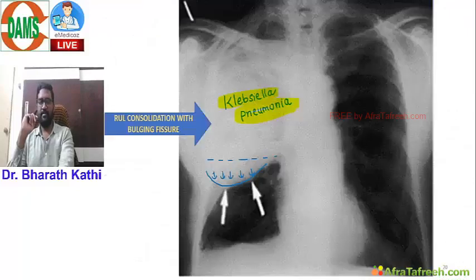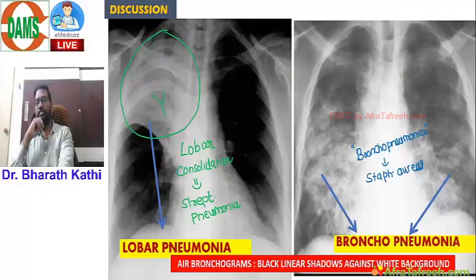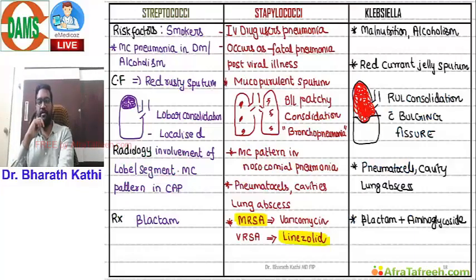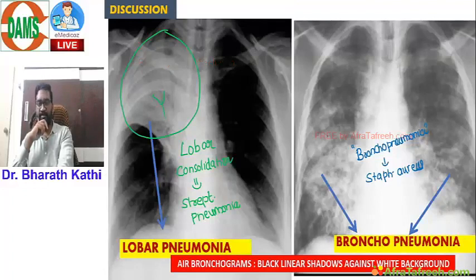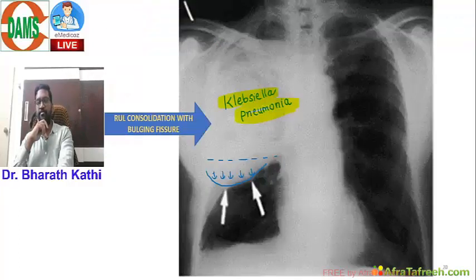So previous slide. So you want this X-rays or this slide? So this is a table and this is a slide showing the X-rays. One is lobar consolidation, other is bronchopneumonia. So these are the air bronchograms that we have discussed previously. And this is Klebsiella pneumonia, right upper lobe consolidation with bulging fissure sign.